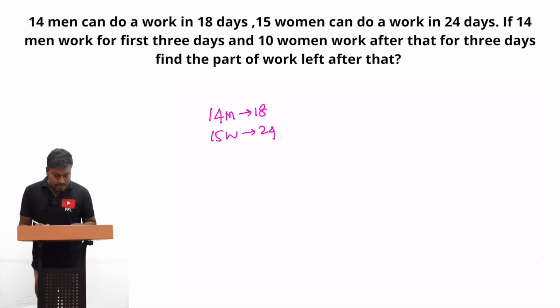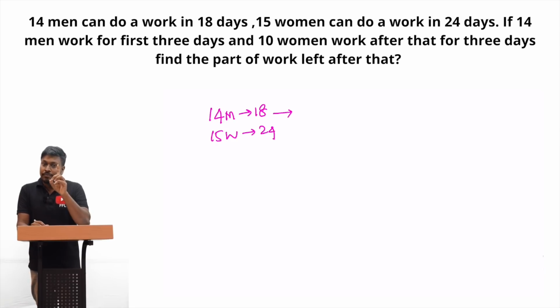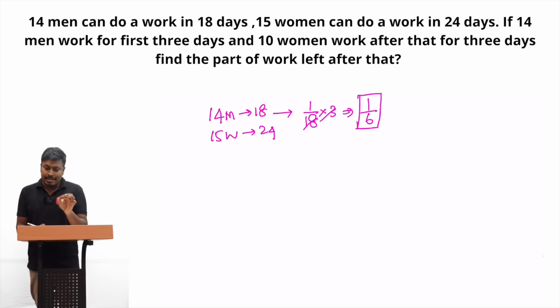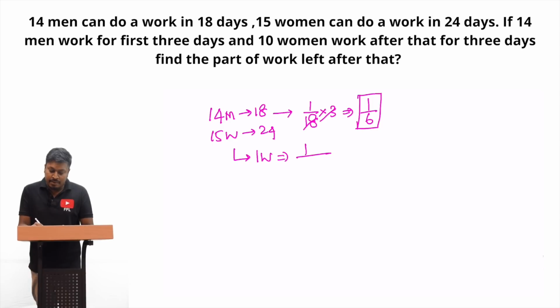So initially you can see 14 men worked for how many days? 3 days. We know that 14 men can complete a piece of work in how many days? 18 days. So 14 men, 1 day work will be 1 by 18. Yes or no? Right? So how many days are they working? 3 days they are working. So when you cancel it, 1 by 6. So we can say that 14 men in the first 3 days have completed 1 by 6 part of the work.